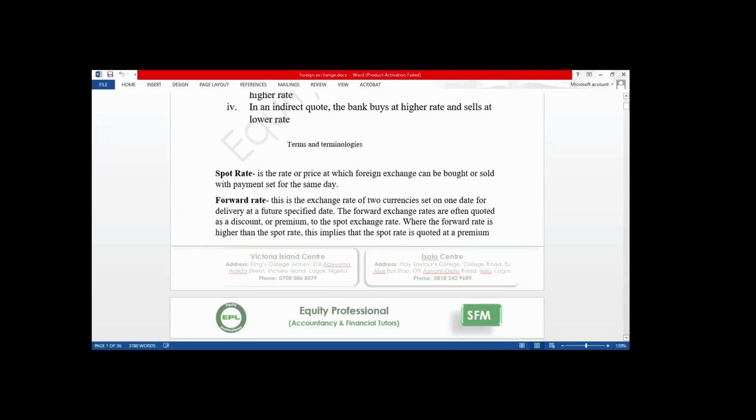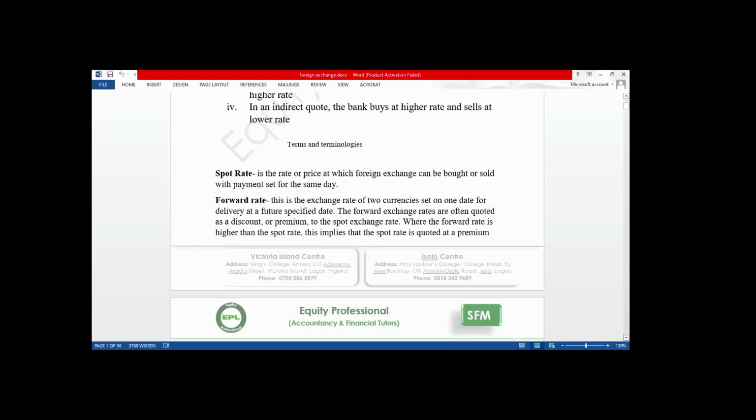This is the exchange rate of two currencies set on one day for delivery at a future specified date. The exchange rate agreed between two currencies is set on a particular day, but the currency will be delivered at a future specified date.